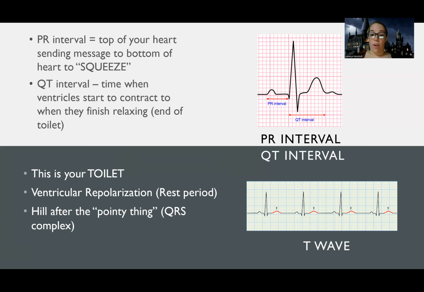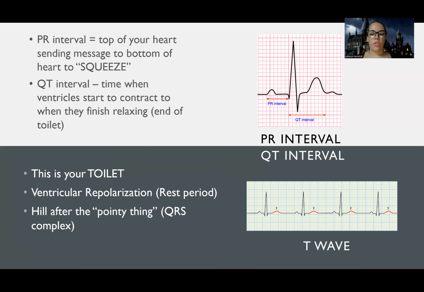So then there's the PR interval as well. This will come into much more play when we talk about heart blocks, when you get to complex. But this is the time it takes from the top of your heart to send the message to the bottom of your heart to squeeze. And we like this to be less than 0.20 or less than one big box.